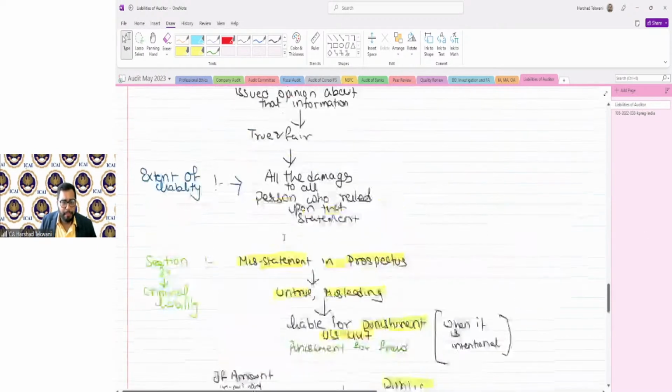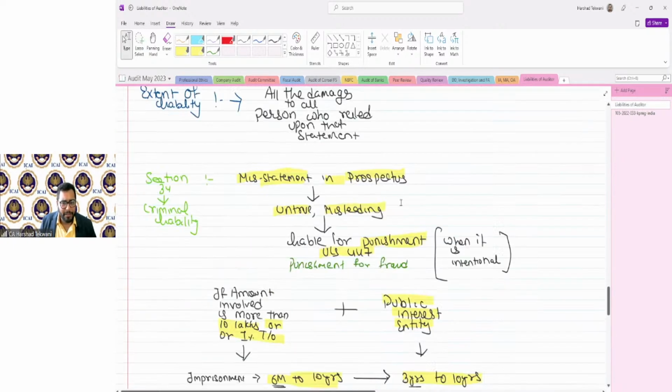Okay. So this is the punishment for fraud, which is intentional. So in case there is an untrue or misleading statement in the prospectus, when it's intentional, then the punishment is the punishment for fraud. Clear? Any doubt?